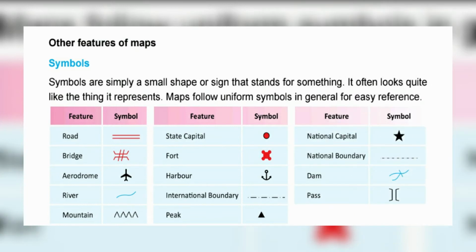Other features of maps. Symbols. Symbols are simply a small shape or sign that stands for something. It often looks quite like the thing it represents. Maps follow uniform symbols in general for easy reference.